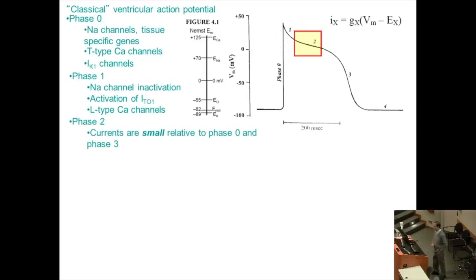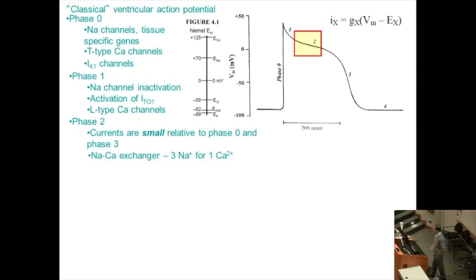And phase 2 right there is our plateau phase, and you should note that the currents during this phase are all small relative to phase 0 and the coming phase 3. And that means it's easy to do things with this plateau phase. You can lengthen it or shorten it very easily by modulating a current, because all the currents are pretty small, and little changes can have big effects. And we'll talk more about that Friday and Monday.